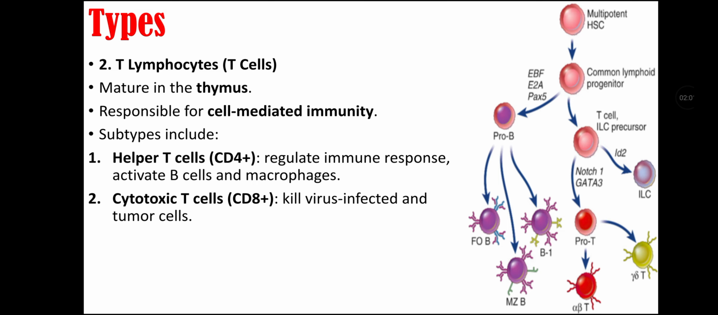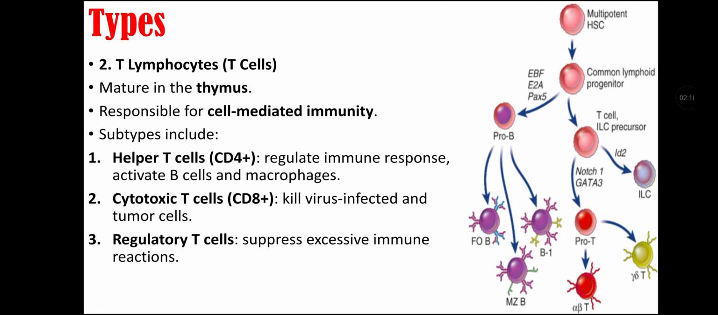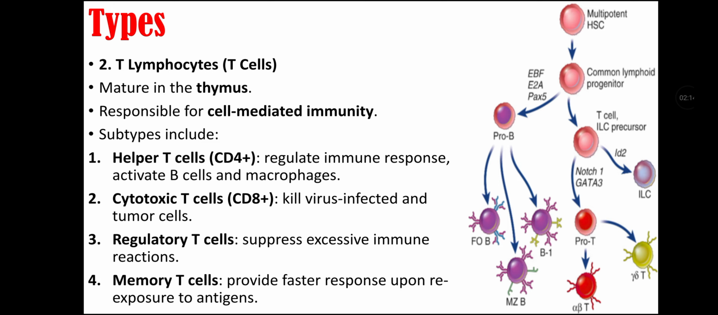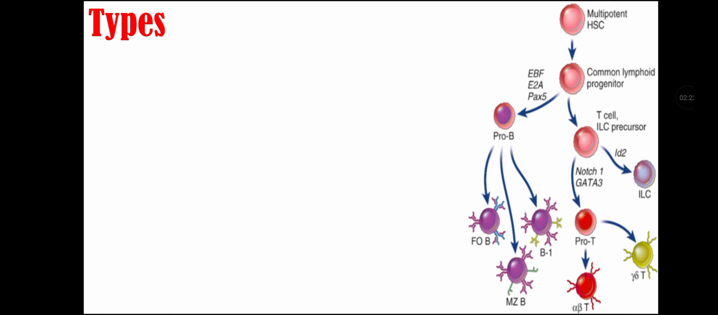Then there are cytotoxic T cells that are also called CD8 cells that kill virus infected cells and tumor cells. Then there are regulatory T cells that suppress excessive immune actions. And then there are memory T cells that provide faster response upon re-exposure to antigens. So there are four basic types of T lymphocytes.